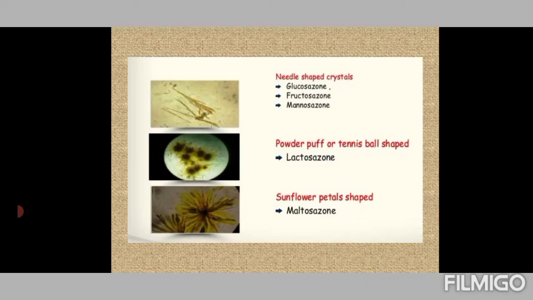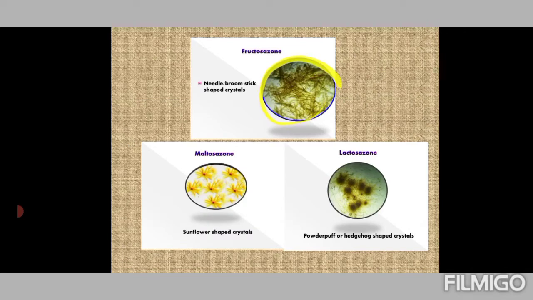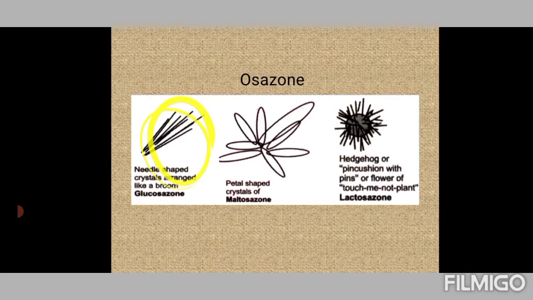And this is for lactosazone, a disaccharide actually. It gives powder puff or tennis ball shaped crystals under low power of the microscope, and these are sunflower petal shaped crystals of maltose, another disaccharide. Here again, this is a clearer picture of fructosazone. Fructose, mannose, and glucose have the same structure, and this is sunflower-shaped maltosazone and powder puff lactosazone. These are the drawn structures.